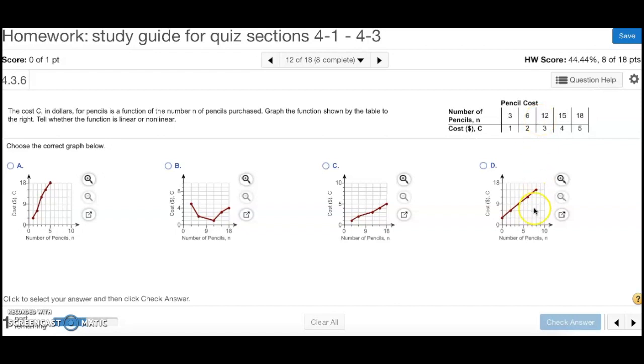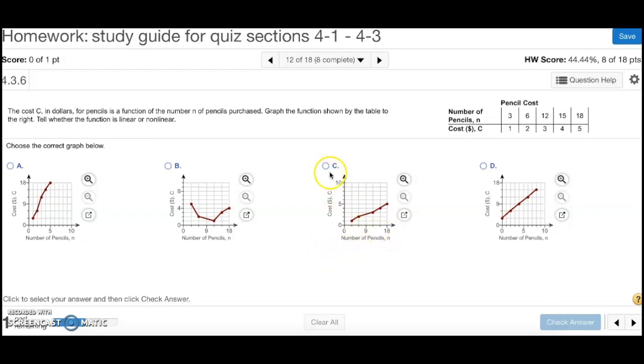So that means it's not going to be D. It's also not going to be B because we're not decreasing at all here. So that narrows it down to A or C. Between A and C is what numbers are on the axis because they're flip-flopped. So looking at what should be X, we have 3, 6, 12, 15, 18. So we should be going up to at least 18 for our X's.